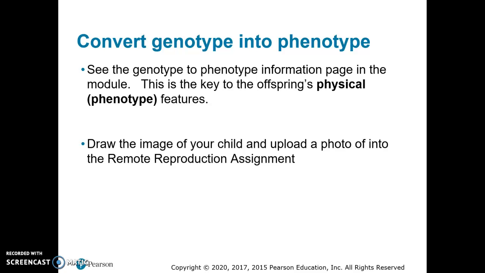So what you're modeling is independent assortment. Which gamete is getting which of those chromosomes, and how are they lining up? That's a really good way to understand how it increases the variation in a population. And remember, variation in a population is the key to the success of the species. It's all about the species being successful, not an individual being successful.